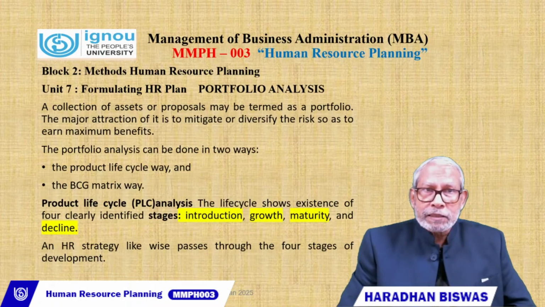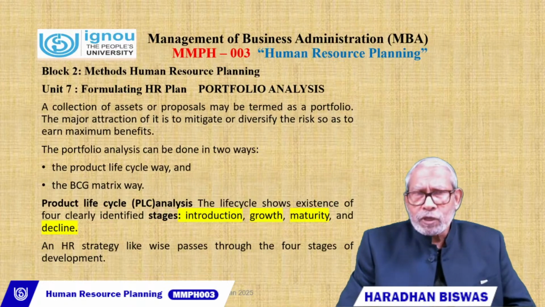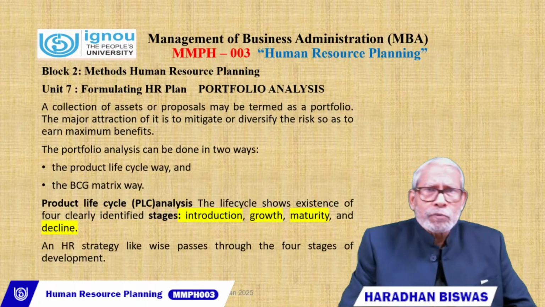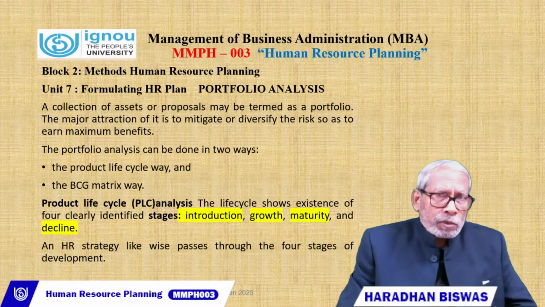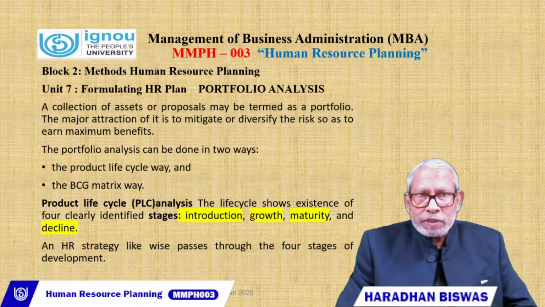A collection of assets or proposals may be termed a portfolio. Suppose a portfolio is where your biodata is, where you have worked, how many places you have visited, or if you have invented something. Interests, habits, hobbies, all these things are assets. They should be in the portfolio. The major attraction of it is to mitigate or diversify the risks so as to earn the maximum benefits. So based on this portfolio analysis, you can decide.